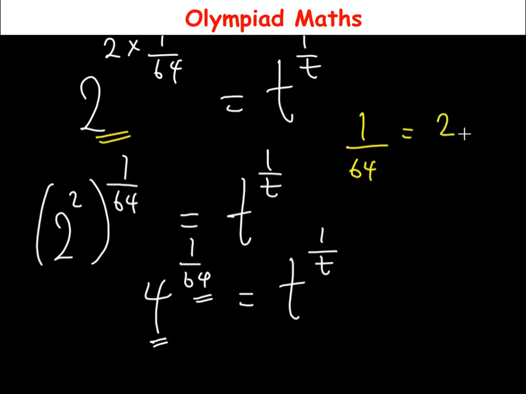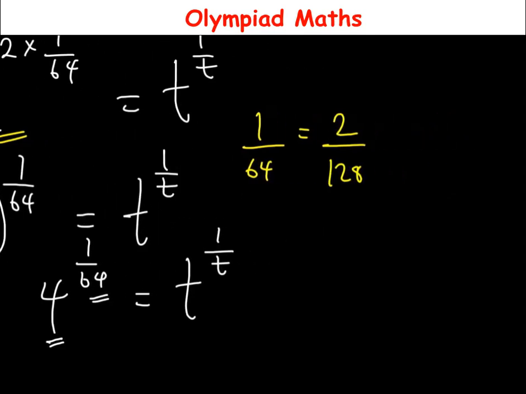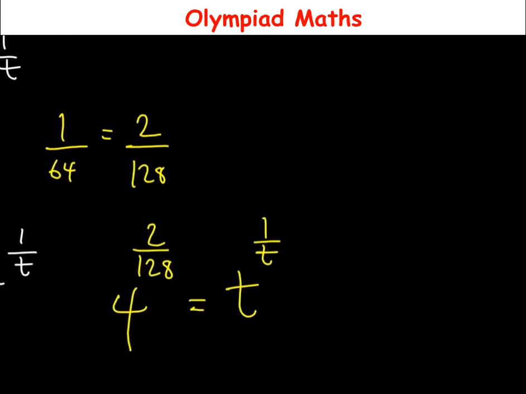can be written as 2 over 128, because if 2 divided 128, we have 1 over 64. So we can bring in 2 over 128 to replace 1 over 64. And this is then equal to, we have 4 raised to power 2 over 128 is equal to t raised to power 1 over t. Then, at this junction, factorize out power 2, so this becomes 4 raised to power 2 times 1 over 128 is equal to t raised to power 1 over t.